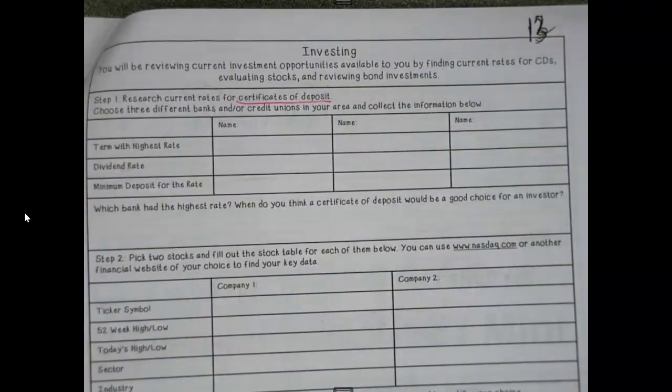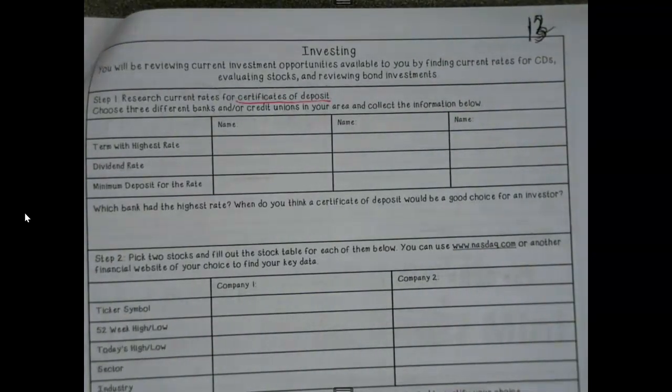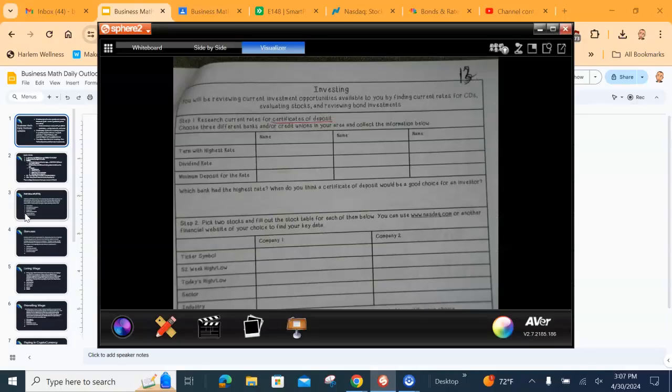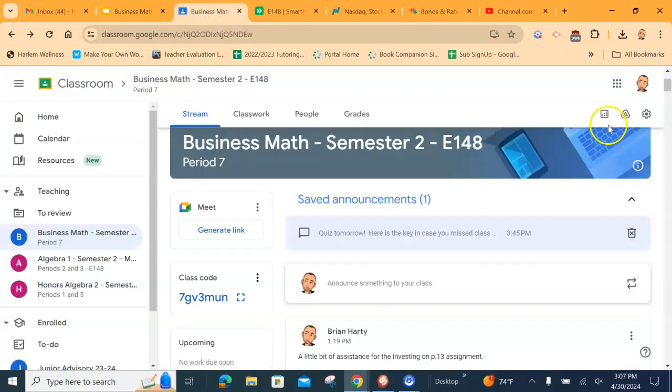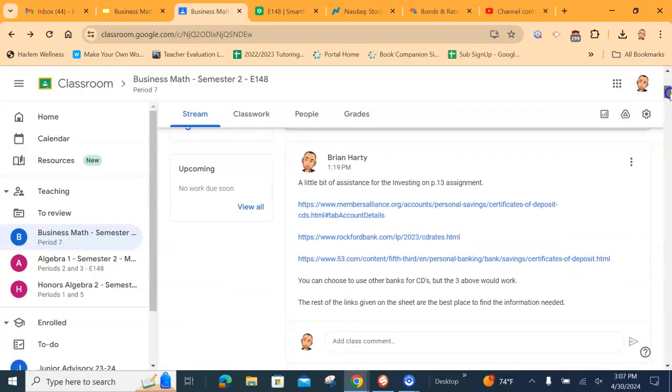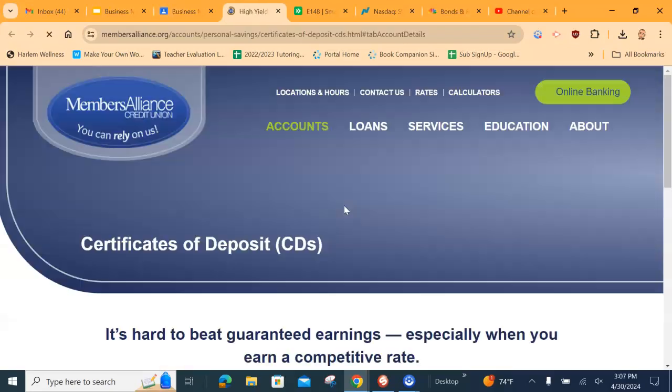So it says choose 3 banks and collect the info below. Now normally you'd have to go Google search this, but oh no, you do not have to go Google search this. I'm here for you. So here, when you get to the certificate of deposit part, I have 3 direct links to 3 banks in Rockford here that you can pull up.